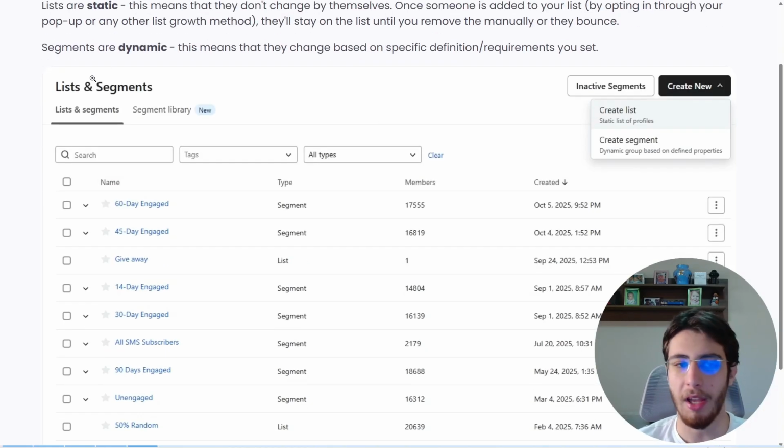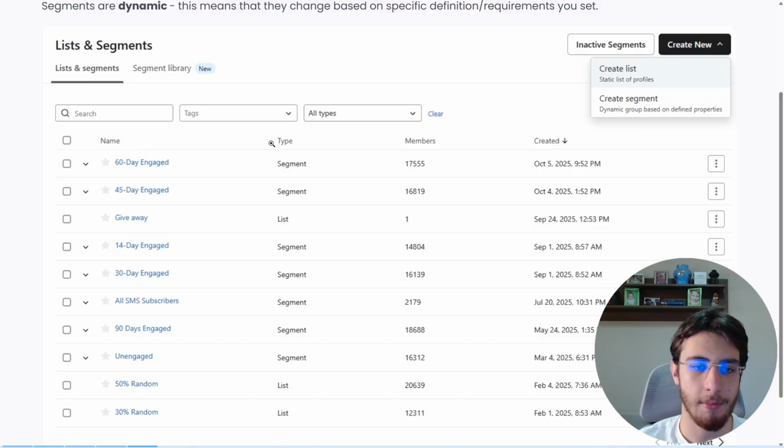So here's a screenshot from Klaviyo. You can see this is the lists and segments section in Klaviyo, okay? So you can see what it looks like. I guess if you're using Klaviyo or any other email service provider, you're going to be at least somewhat familiar with this section because it's pretty much the same for every single one of these. So Klaviyo, Omnisend, whatever you're using, doesn't really matter.